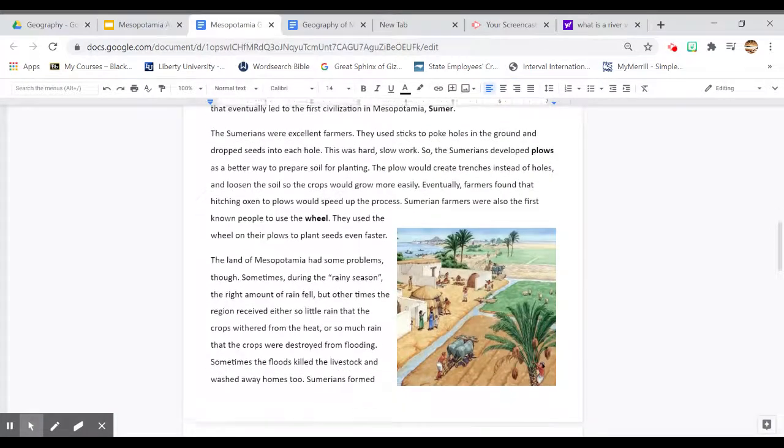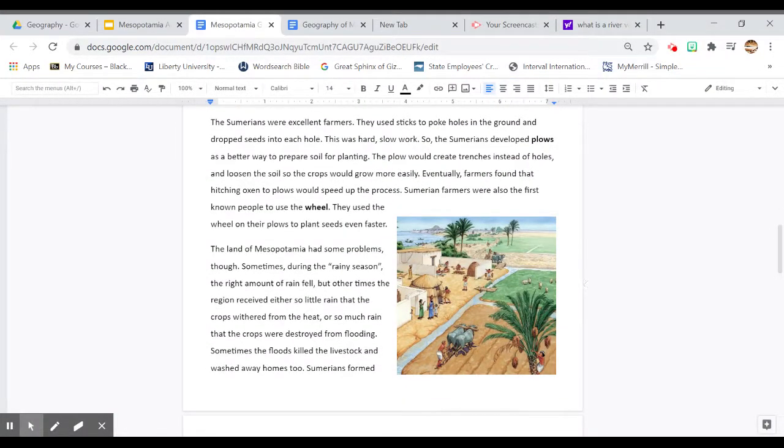Let's keep reading. The Sumerians, the first peoples to live in Mesopotamia. The Sumerians were excellent farmers. They used sticks to poke holes in the ground and dropped seeds into each hole. This was hard, slow work, so the Sumerians developed plows as a better way to prepare soil for planting. The plow would create trenches instead of holes and loosen the soil so the crops would grow more easily. Eventually, the farmers found that hitching oxen to plows would speed up the process. Sumerian farmers were also the first known people to use the wheel. They used the wheel on their plows to plant seeds even faster.